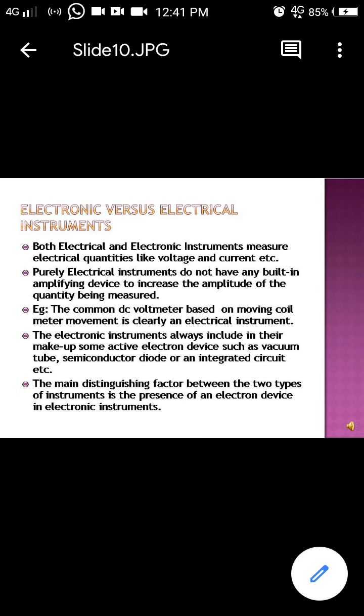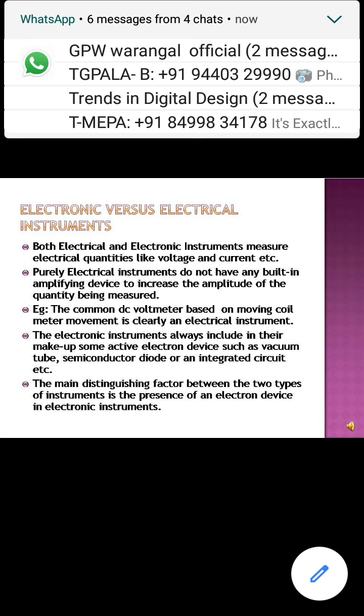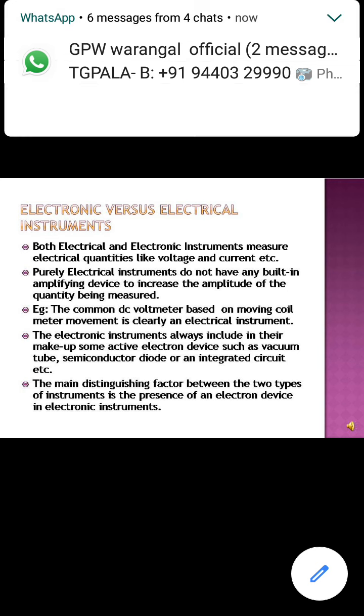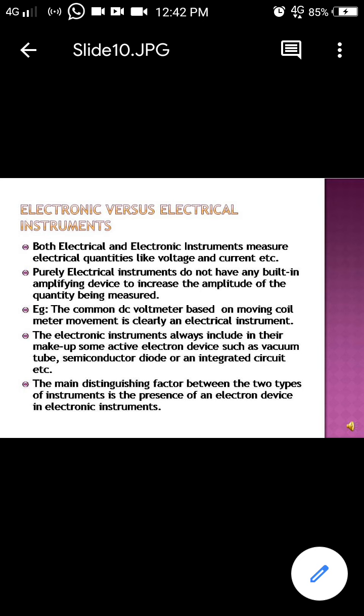So both electrical and electronic instruments measure electrical quantities like voltage, current, power, etc. Purely electrical instruments do not have any built-in amplifying device to increase the amplitude of the quantity being measured. Example, the common DC voltmeter based on moving coil meter movement is clearly an electrical instrument. Electronic instruments always include in their makeup some active electron device such as a vacuum tube, semiconductor diode, or an integrated circuit.